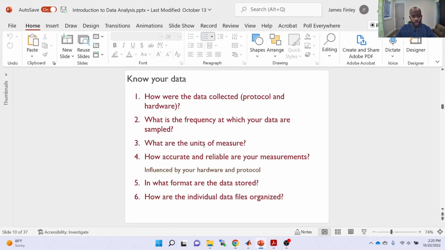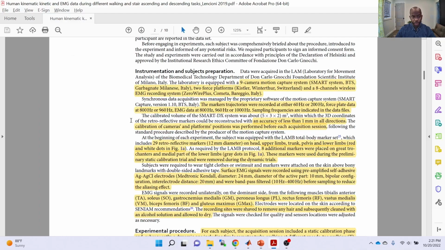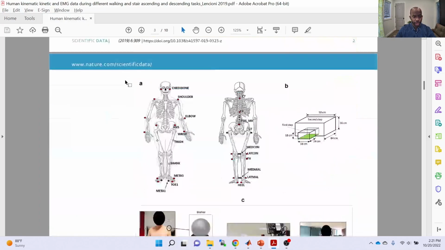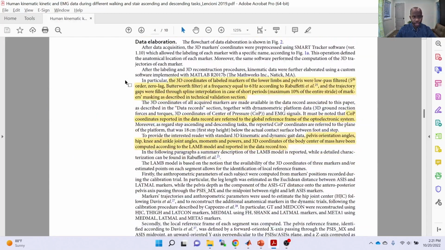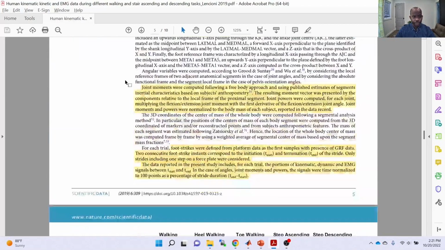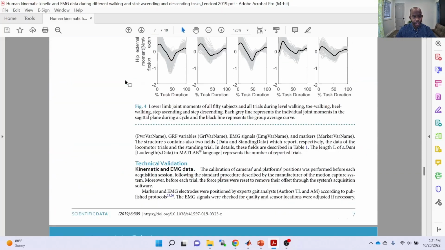Okay, so the next point here was about the accuracy and reliability of the measurements. This is one of the things I really like about this paper, is that they have a dedicated section in the paper about how they evaluate reliability. So if we go back to our manuscript, scroll past experimental procedure, past data elaboration, past the data records.